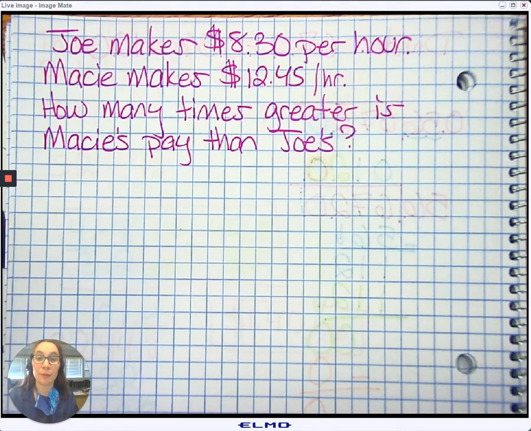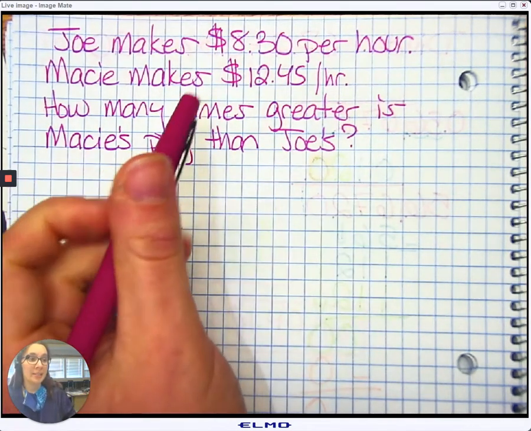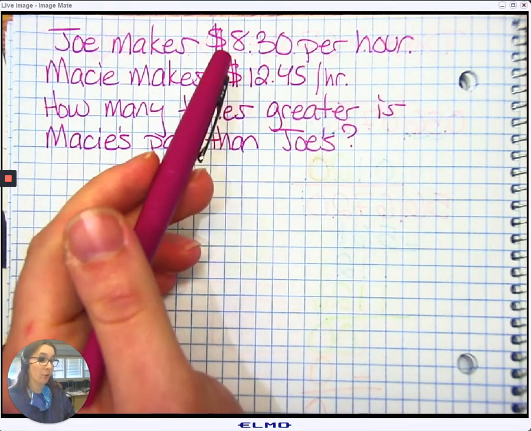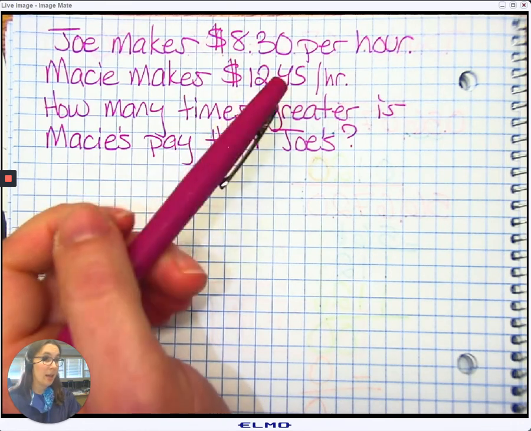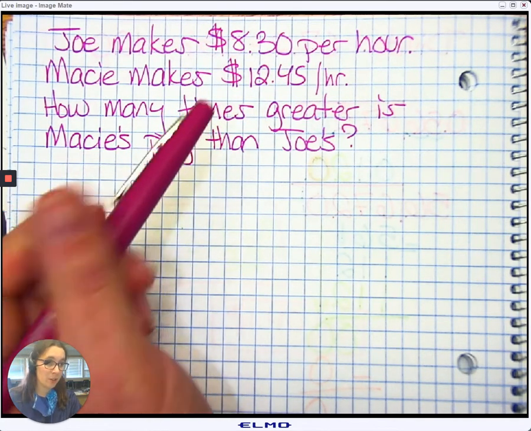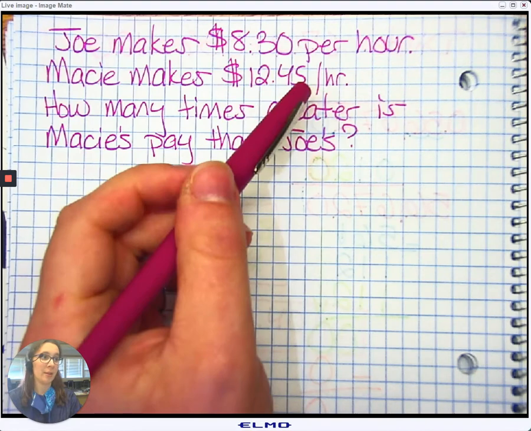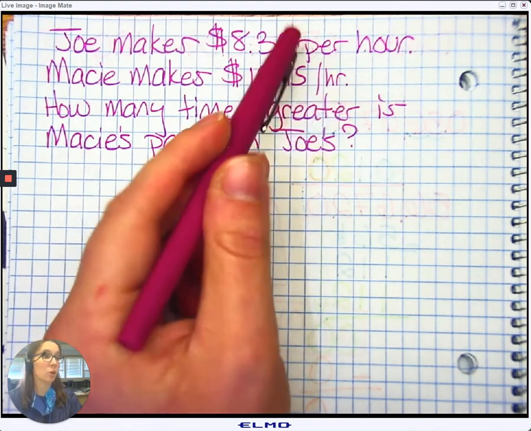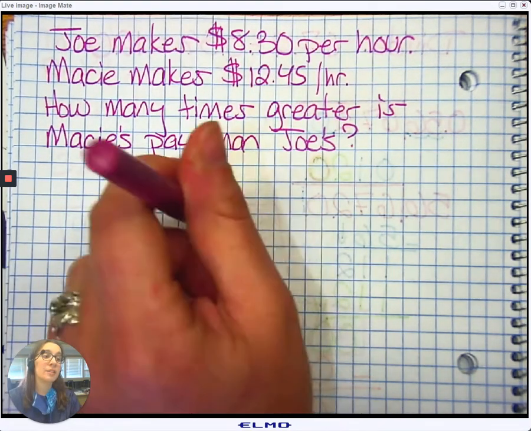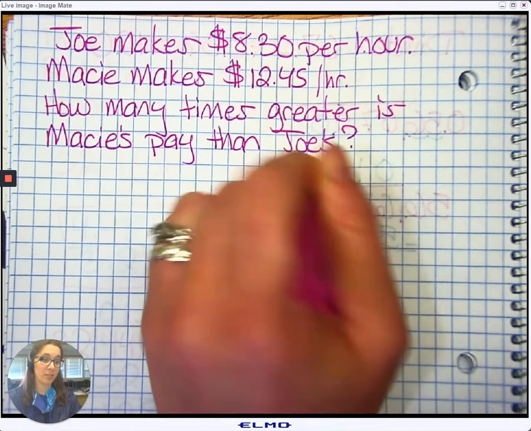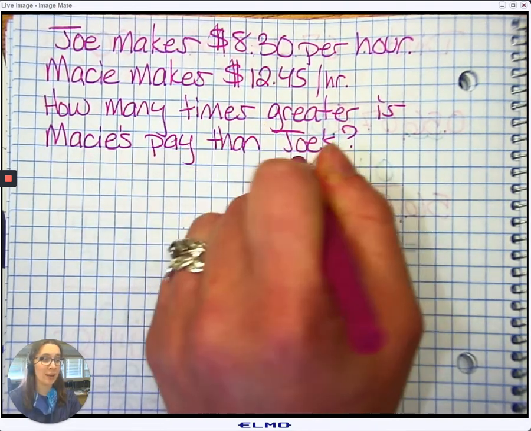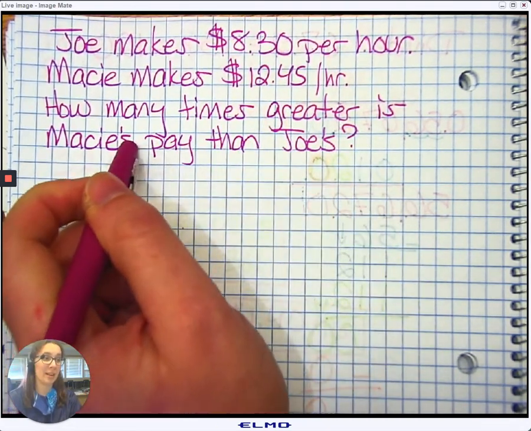Right, this is example 3 of lesson 2.6, dividing decimals by decimals. We're back to talking about Joe. He makes $8.30 an hour to support his candy corn habit. Macy, a friend of his, makes $12.45 an hour. By the way, /hour is just another way to write per hour. How many times greater is Macy's pay than Joe's is the question we're asking. How much more money does Macy make than Joe?